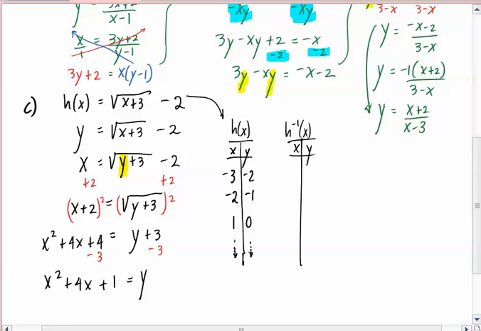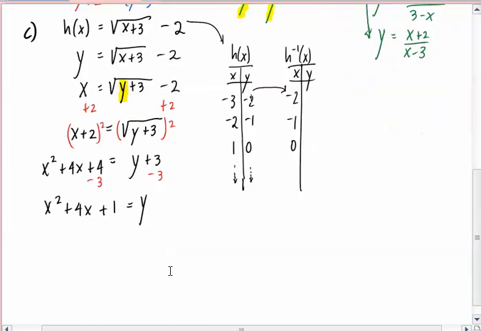Now, because the domain of the inverse has to be the range of the actual function, then I have to limit my x values, because the domain of the inverse has to be the range of the function. I'm going to have to limit my x values on my inverse. So let me finish this out by saying this is how we're going to write it.